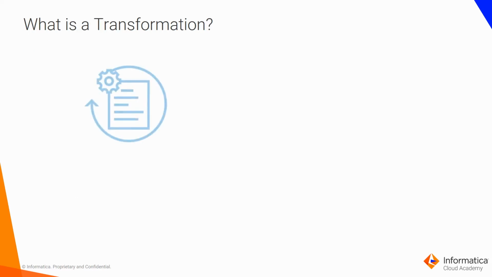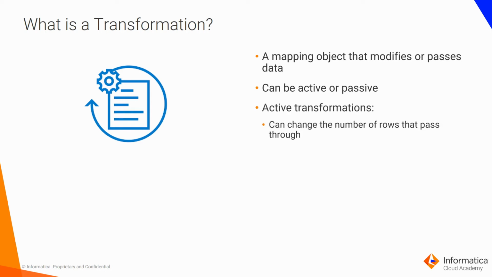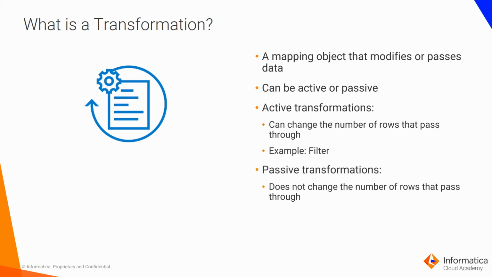A transformation is a mapping object that either modifies the data in the mapping or passes it on to the next step of the mapping. A transformation in a mapping can either be active or passive. An active transformation has the ability to change the number of rows that pass through it. For example, a filter would be considered an active transformation because only the data that meets the criteria set in the filter condition would pass through the transformation. A passive transformation does not change the number of rows that pass through it.